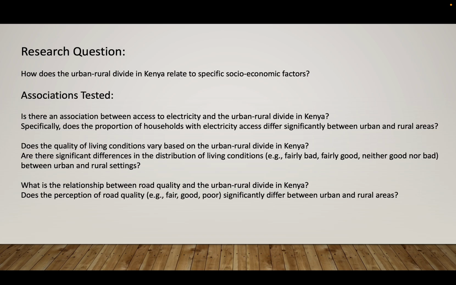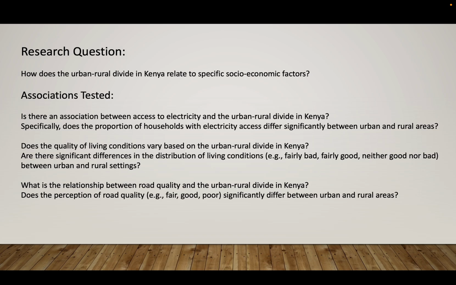So my research question: how does the urban-rural divide in Kenya relate to specific socio-economic factors? And then the associations I tested. First of all, is there an association between access to electricity and an urban-rural divide in Kenya? Specifically, does the proportion of households with electricity access differ significantly between urban and rural areas?